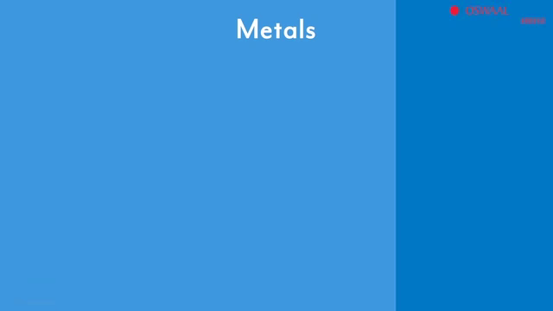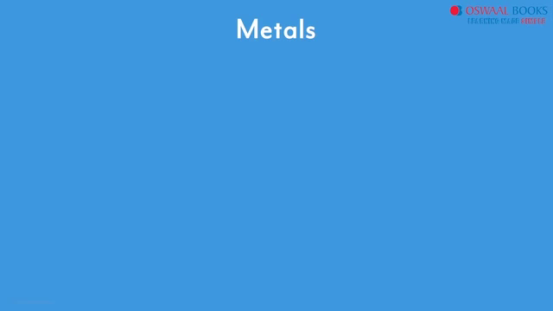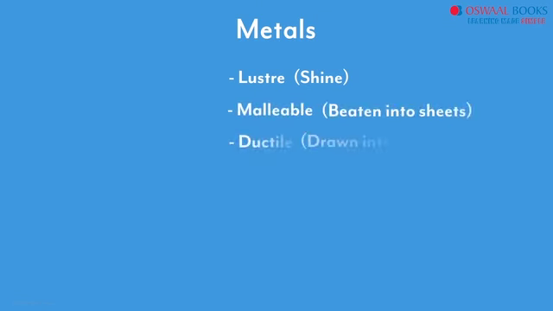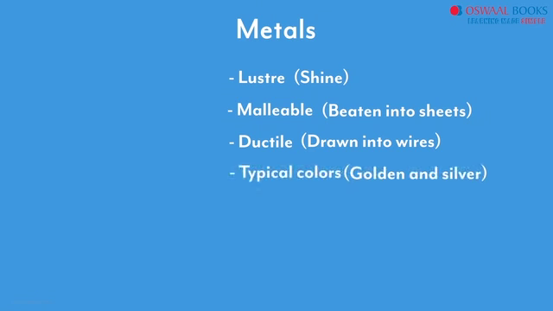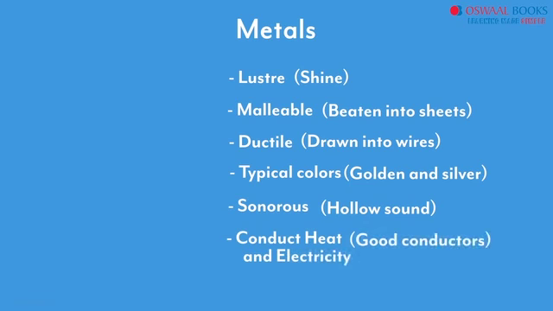Let us go through all the properties of metals once again. Metals have luster and therefore they shine. Metals are malleable and ductile and therefore they can be beaten into sheets and can be drawn into wires respectively. They have distinct golden and silver colors. Lastly, they are sonorous and conduct heat and electricity.